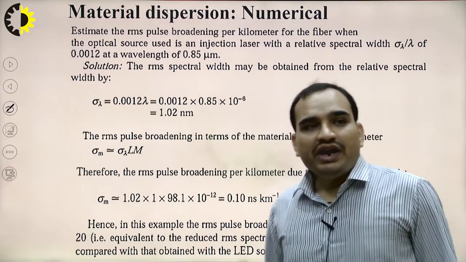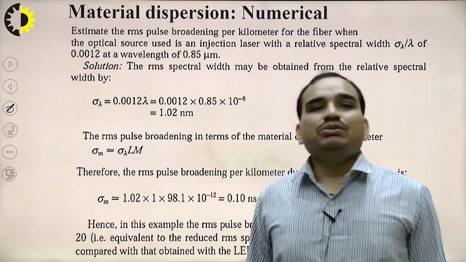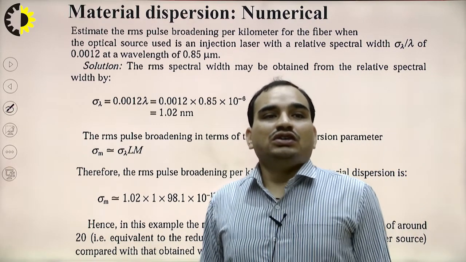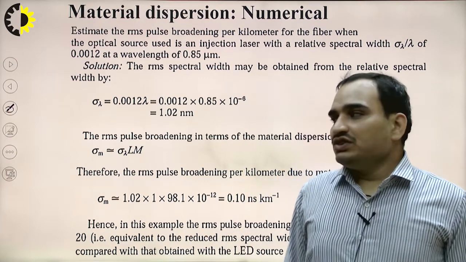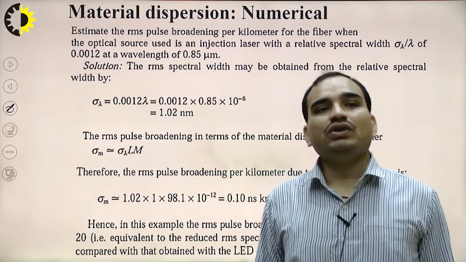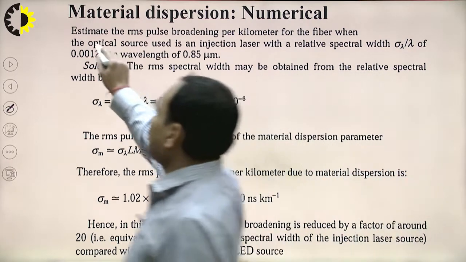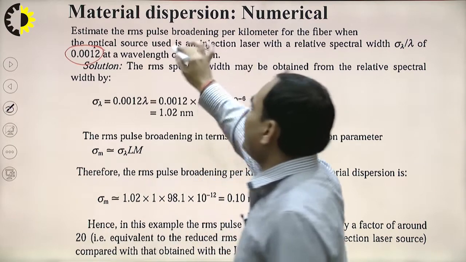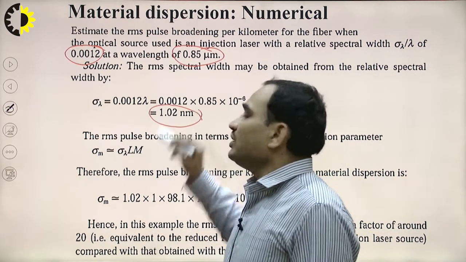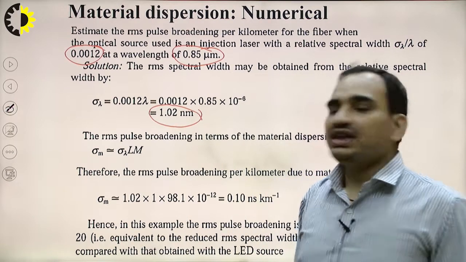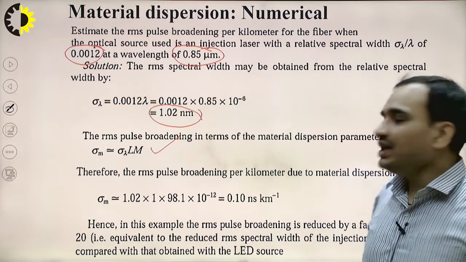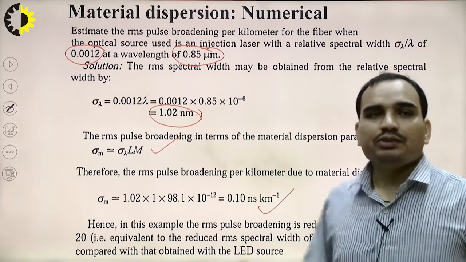So there's one more numerical. Estimate the RMS pulse broadening per kilometer for the fiber when the optical source used is an injection laser with a relative spectral width σ_λ/λ of 0.0012, at a wavelength of 0.85 micrometers. Solving it, we get σ_λ as 1.02 nanometers, and using the material dispersion parameter and the formula, we get the RMS pulse broadening as 0.1 nanoseconds per kilometer.